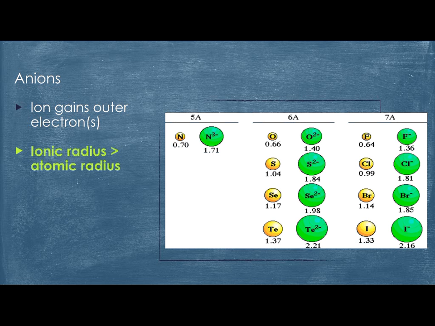Right, so to retouch on a key point of our presentation, the difference between the ionic radius and the atomic radius. In the case of cations, the ionic radius is smaller than the atomic radius, and in the case of anions, the ionic radius is greater than the atomic radius.